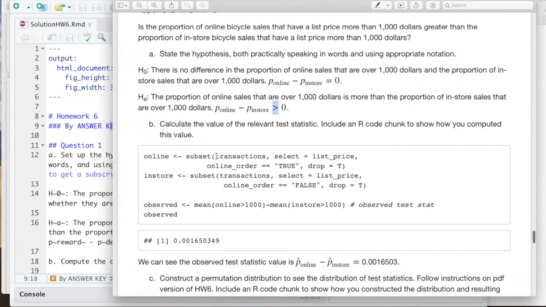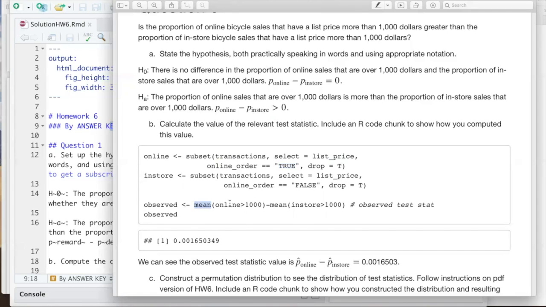So I go into our data set transactions, we pull off the list price for observations that were online, that have online true. And then we take all of the in-store observations, we take their price, and we shoot that into a second vector that we're going to call in-store.